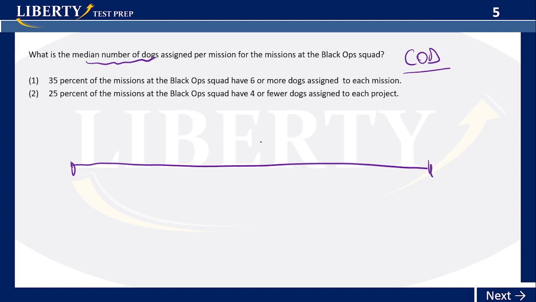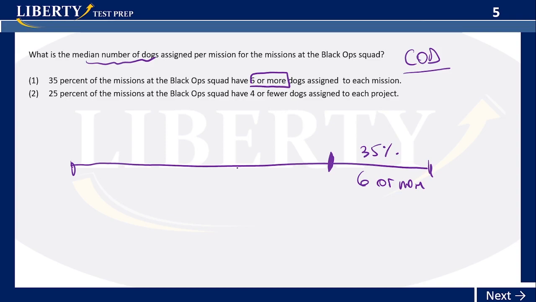35% of the missions at the Black Ops squad have 6 or more. So 6 or more is already giving me the upper limit, okay? Let's say this whole bar is 100 percent. So the top 35% have 6 or more. It could be 6, 7, 8, whatever, or higher up, but 35% have 6 or more.